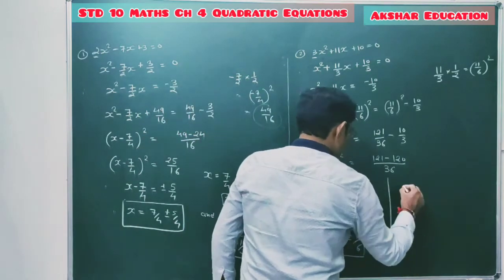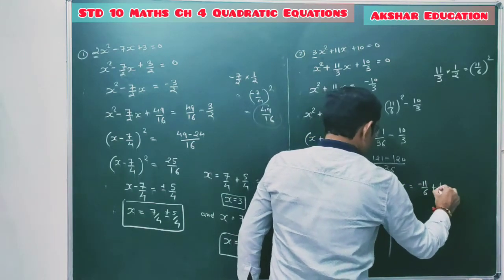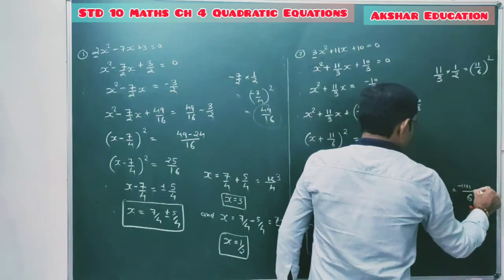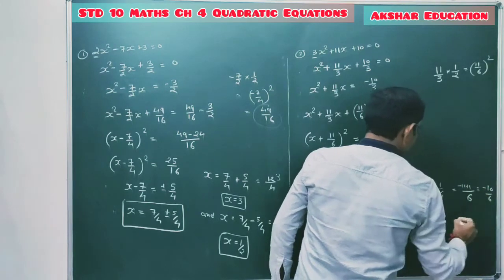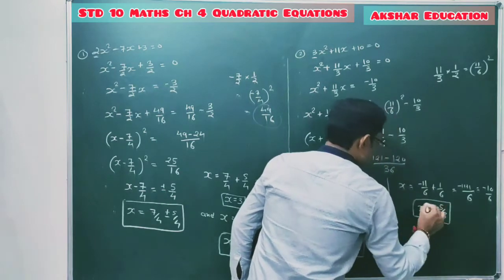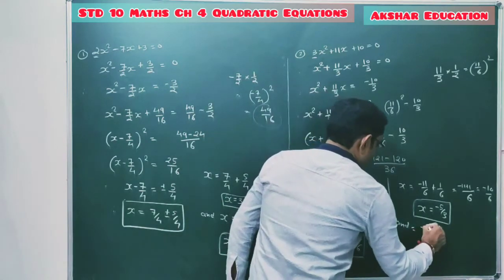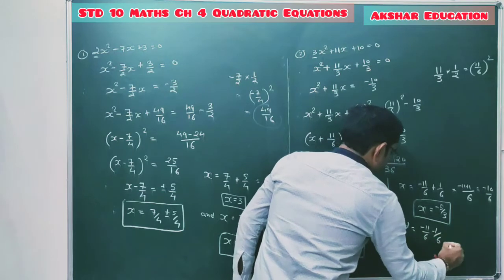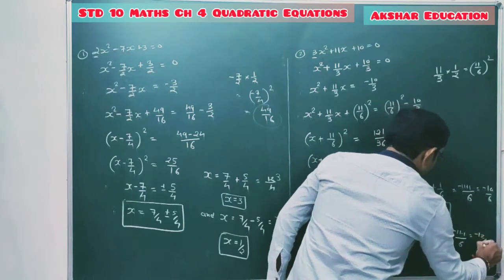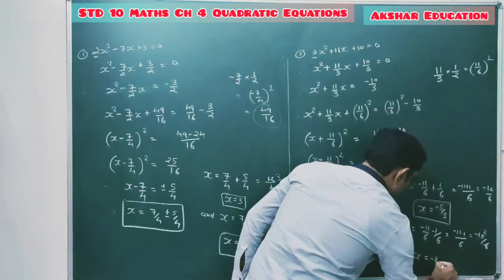So two values of x are: x equal to minus 11 by 6 plus 1 by 6. LCM is 6, minus 11 plus 1 is minus 10 by 6. So first value of x is minus 5 by 3. And the second value, in which we are considering the minus sign, will be minus 11 by 6 minus 1 by 6. Again LCM is 6, so minus 11 minus 1 is minus 12 by 6. So we are getting x equal to minus 2, since 6 2s are 12.